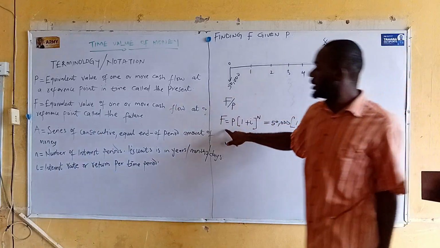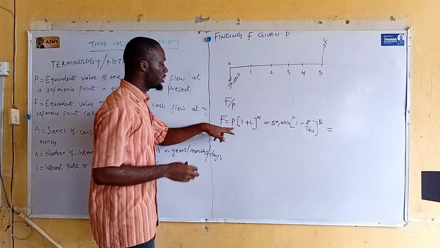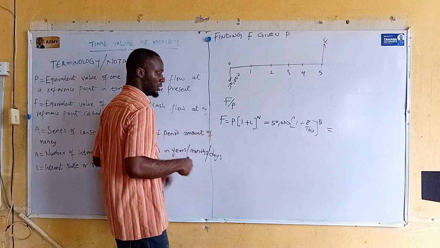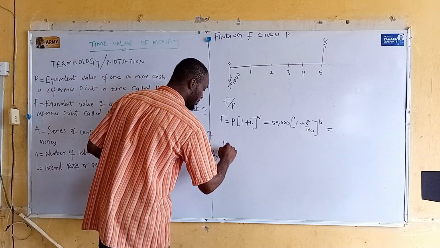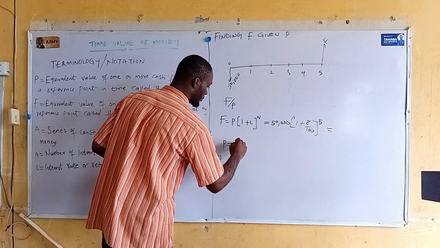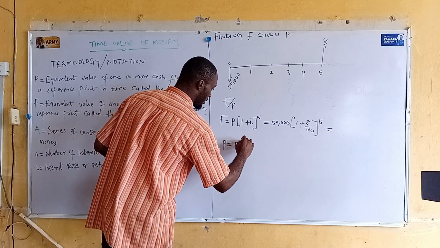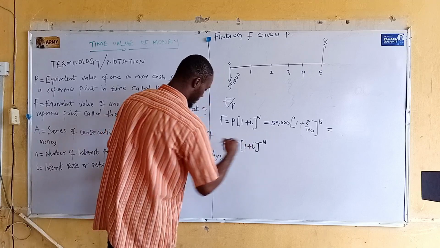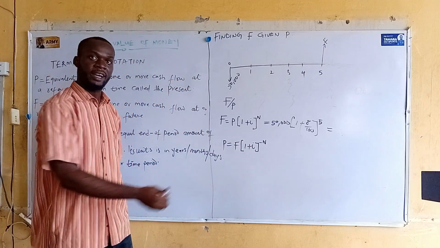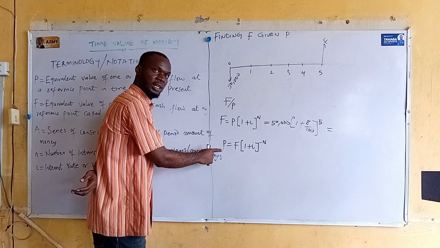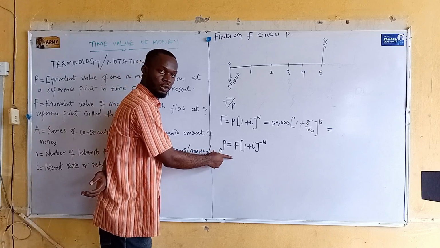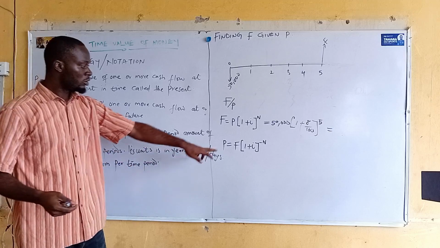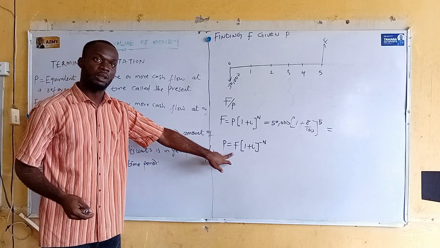So from this formula now, you can make P the subject. Make P the subject, you get P is equal to F (1 plus i) raised to minus n. So with this formula now you can find the present giving the future. You don't understand? Yes. You can find the present giving the future.